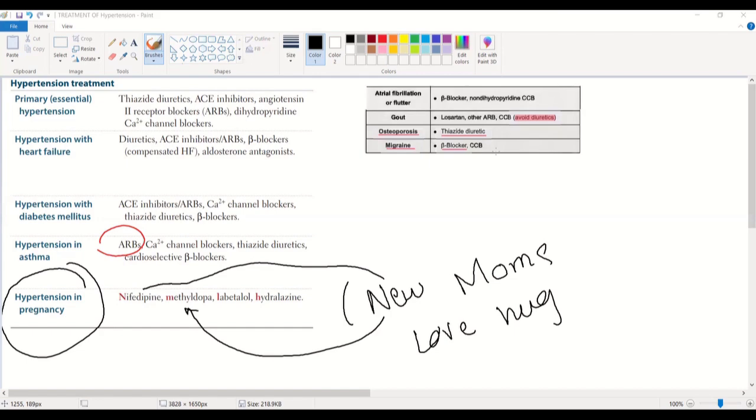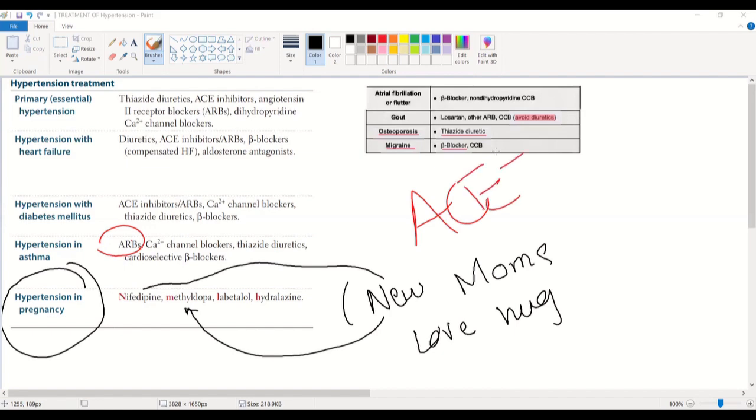So drugs used in hypertension in asthma are calcium channel blockers and thiazide diuretics. Why do we avoid angiotensin, ACE inhibitors in asthma? Because it's going to cause an increase in bradycardia, and the person already has asthma, so it's going to worsen the situation. I'm saying why we avoid ACE inhibitors in asthma.